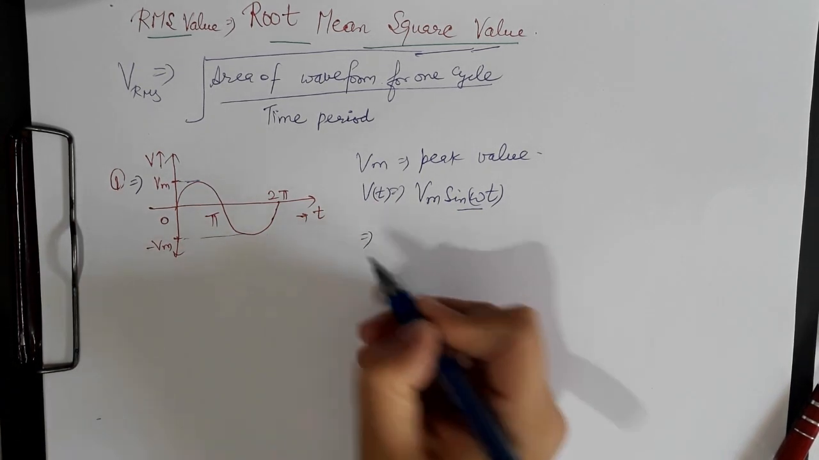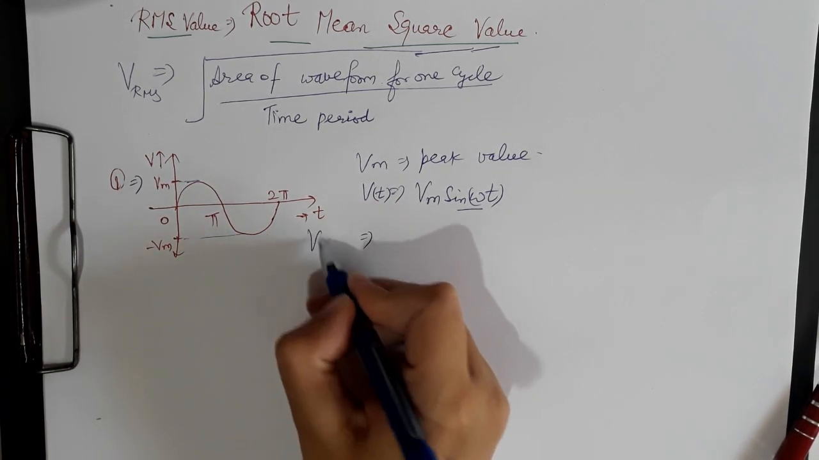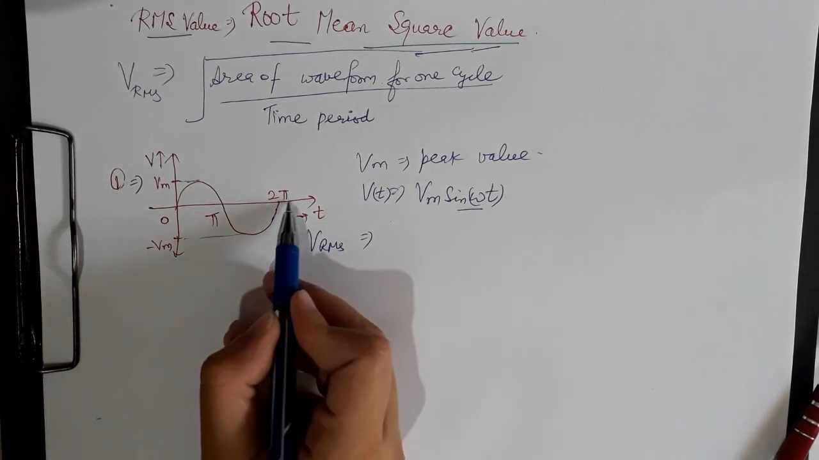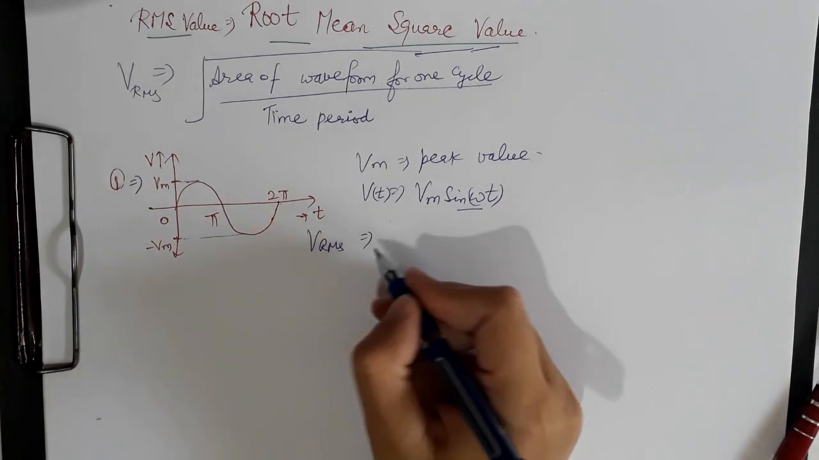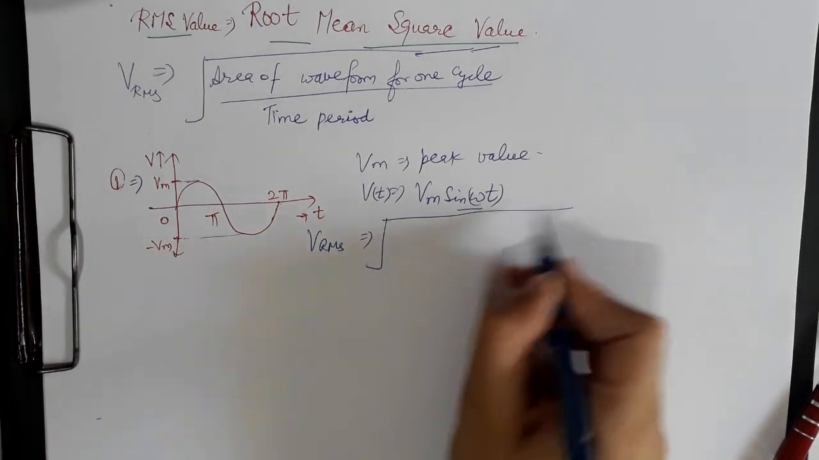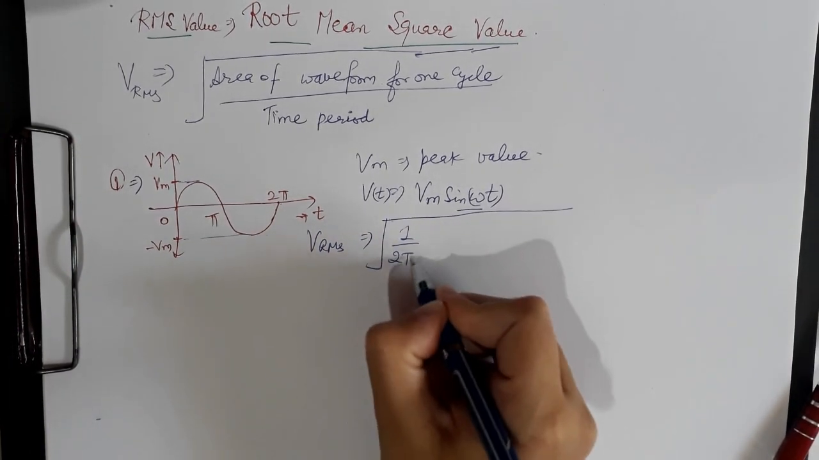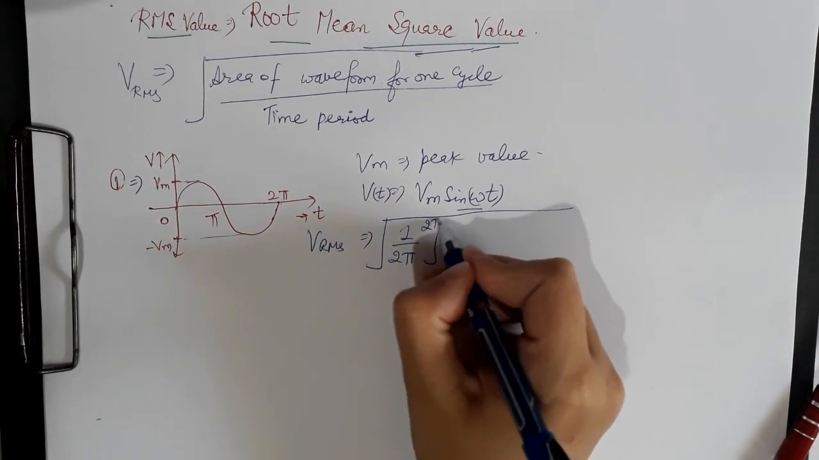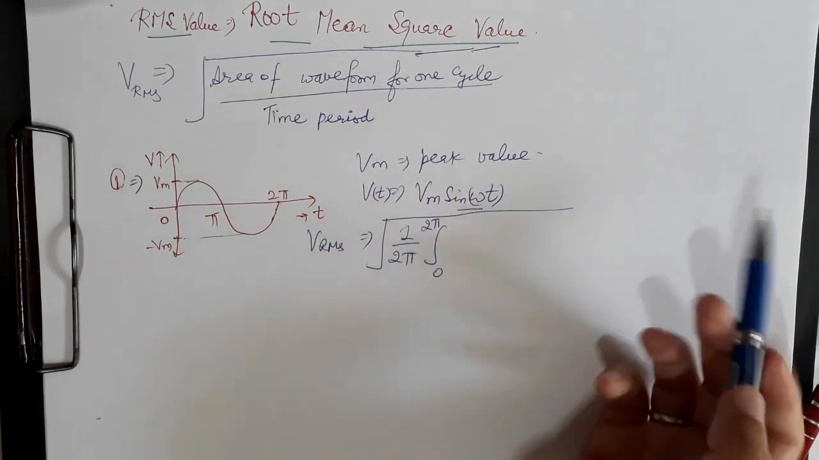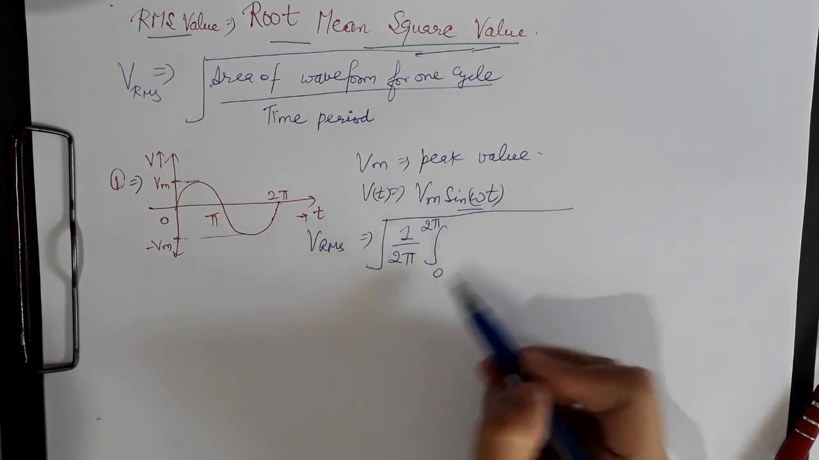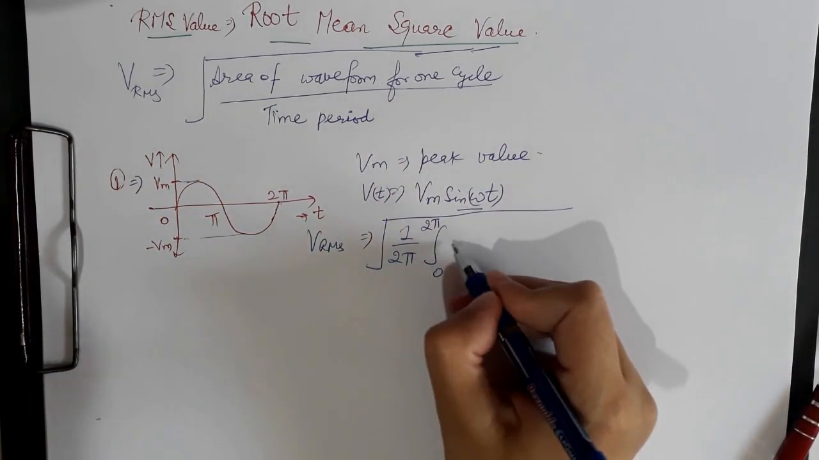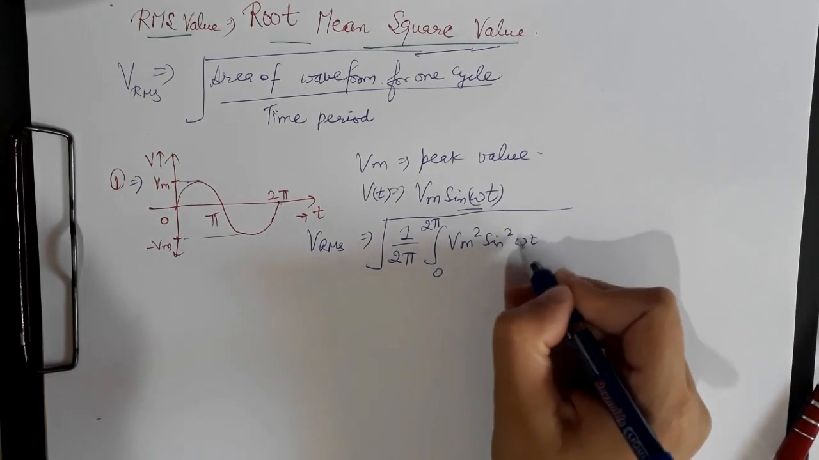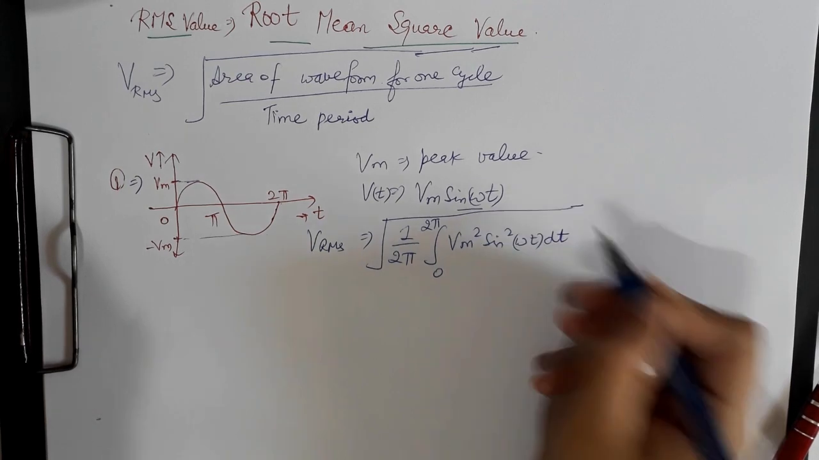Now we have to find its VRMS value. First of all, friend, the time period of this waveform is 2 pi. So 1 upon t is 1 upon 2 pi integrating 0 to 2 pi. Now we have to find the area of the waveform. Area of the waveform is just integration. So 0 to 2 pi Vm square sine square omega t dt.